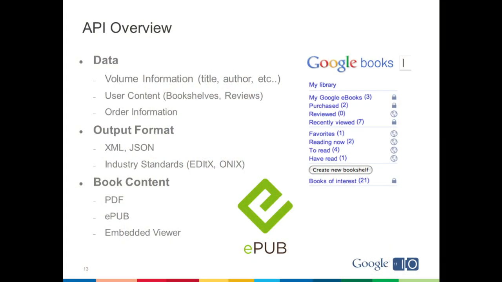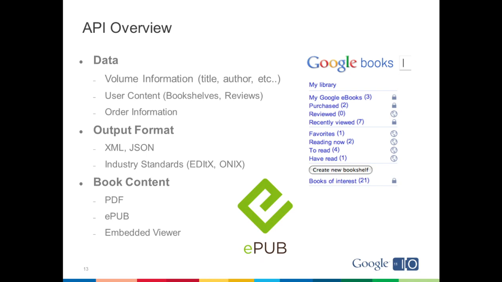So when we talk about the APIs, let's talk about what data we're going to be using. So one is volume information. That's basically the book content, right? The metadata, title, author, typical stuff you know. User content. So that's what we store for the user. A user can go on our site, they can create a review, they can rate a book. They can also create bookshelves. So we have there the My Library bookshelf, so it's My Google eBooks, purchase, review, recently viewed. All those are bookshelves, and you can query those on behalf of the user.